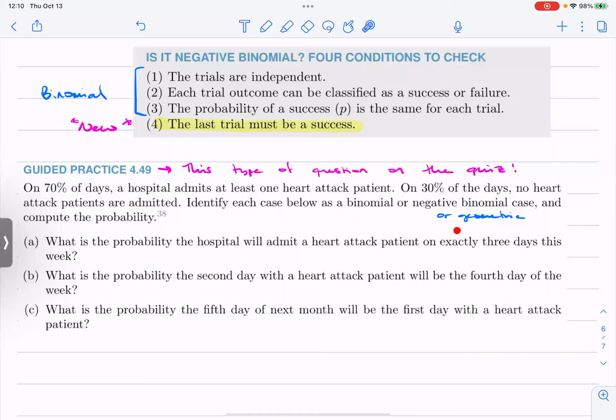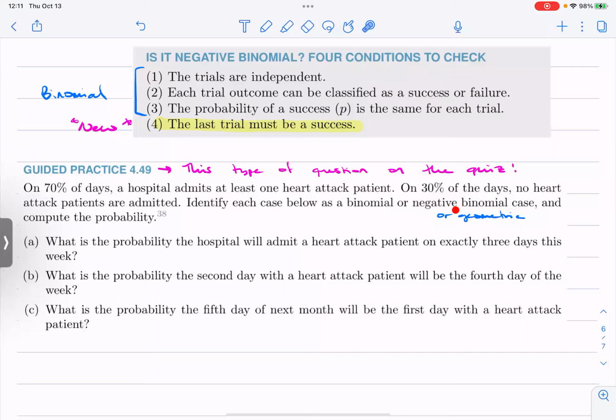For us, what I want us to do is just decide which of these would apply. So the first one: what's the probability that the hospital will admit a heart attack patient on exactly 3 days this week? Go through the list. Well, I am feeling good about it being a binomial. If I want to find the probability of exactly this many successes, the binomial helps me do that. But let's just go through the list.